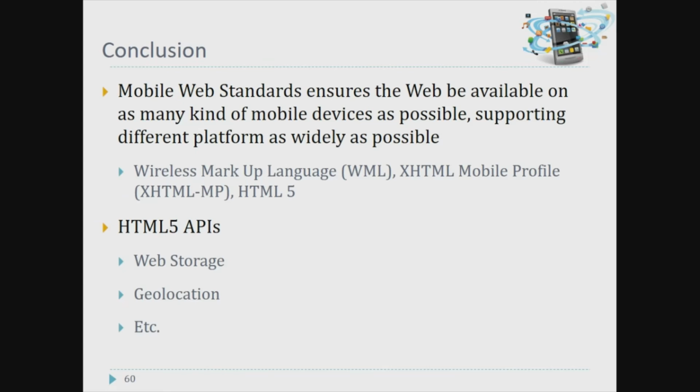So as a conclusion, mobile web standards ensure that the web is available on as many kinds of mobile devices as possible, supporting different platforms as widely as possible. So we have WML, XHTML MP, HTML5, and the HTML5 API. You can use web storage, geolocation, camera and video control, and a lot of things that you can add to your web application.